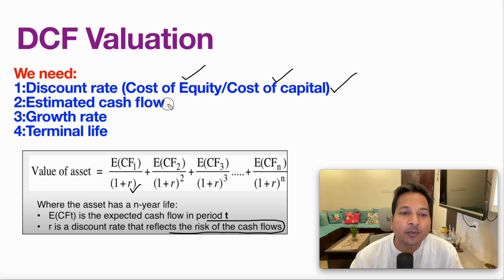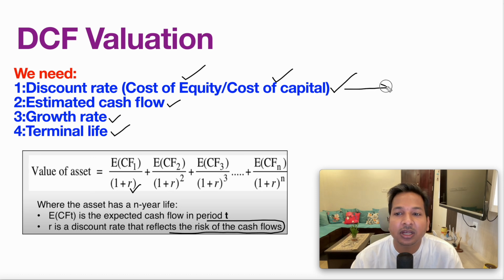The second input required is estimated cash flow. This ECF, estimated cash flow, is the second input. The third input is the growth rate, meaning next year what the expected cash flow will be, how much growth there is in the company. And the last is the terminal life, meaning for how many years you can add this cash flow for a company. So these are the four inputs required.